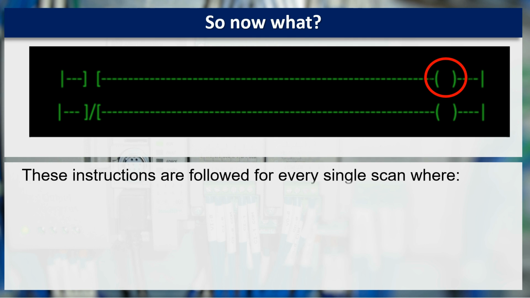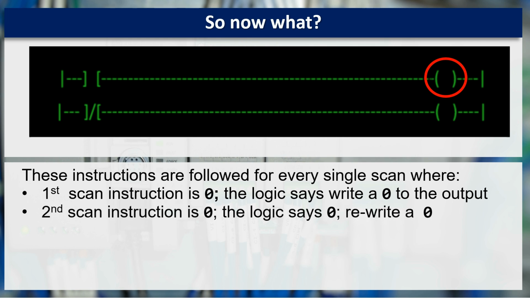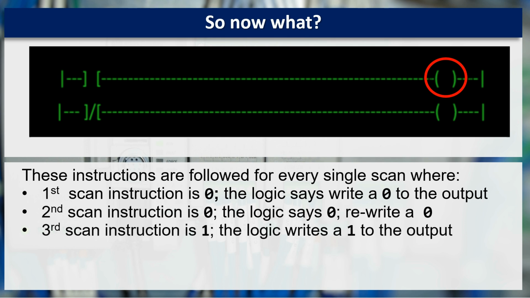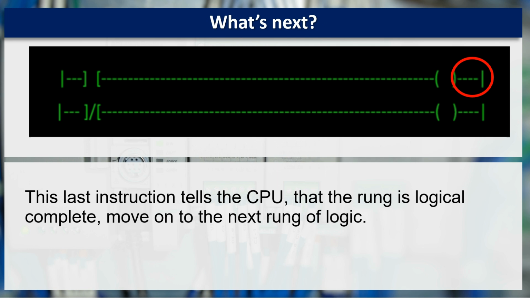These instructions are followed for every single scan. For example, the first scan, the instruction is 0. The logic says, write a 0 to the output. Second scan, the instruction is 0. The logic says, 0, rewrite a 0. The third scan, the instruction is 1. The logic writes a 1 to the output. Every rung is overwritten on every scan. This last instruction tells the CPU that the rung is logically complete. Move on to the next rung of logic.